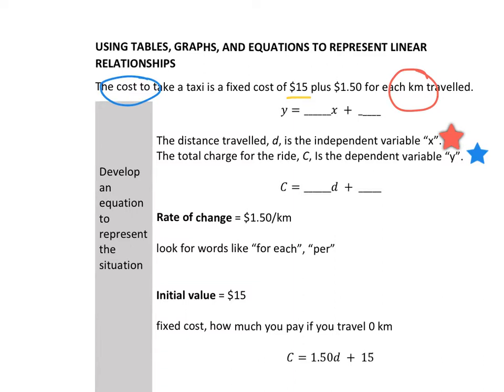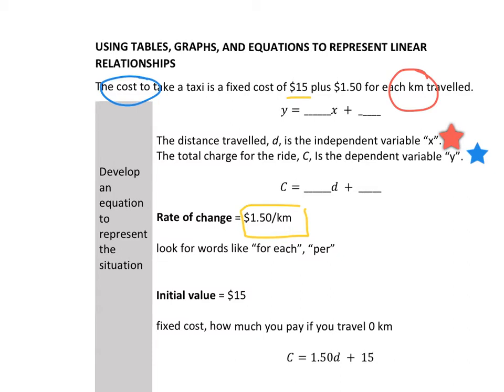To find the rate of change, look for words such as per or for each to help you. Remember that a rate of change is just a unit rate like we looked at before. How much for 1 kilometer, 1 item, 1 second, etc.? Here the rate of change is $1.50 for every kilometer, or $1.50 per kilometer. Let's put these two values into the equation.